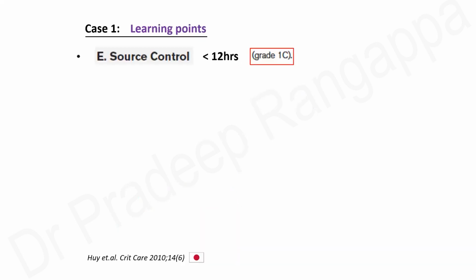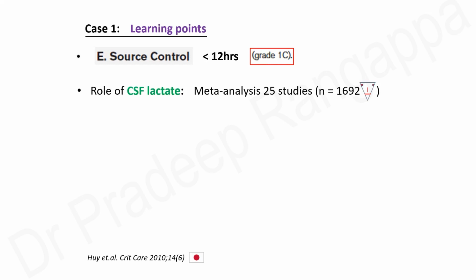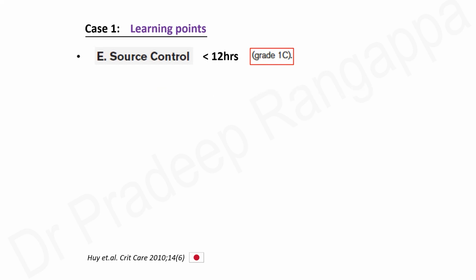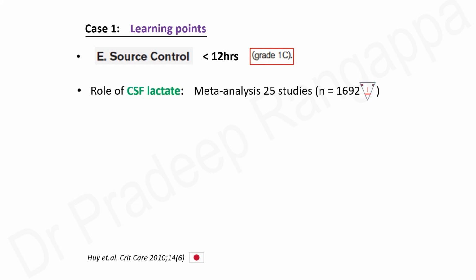So the learning points in this was the source control has to be achieved within 12 hours as per our sepsis guidelines. So here, if you see, she had 103 fever, and as soon as our blood cultures came back negative, we immediately considered CSF, and we at least identified that CSF is the source of infection. So very quickly, we'll touch about, in this case, the role of CSF lactate, because that is the learning point.